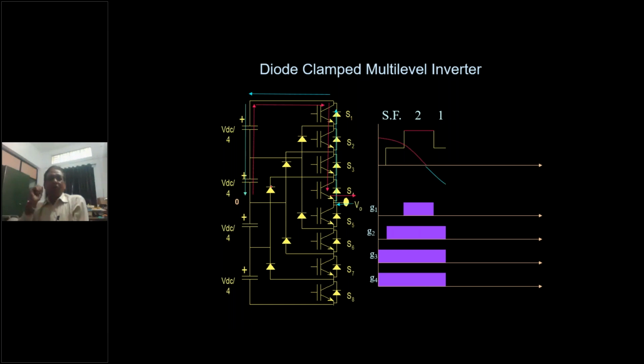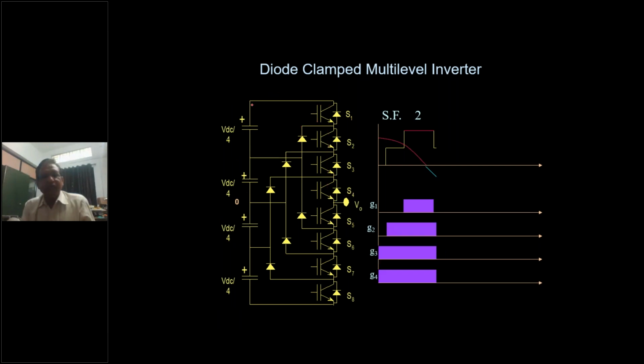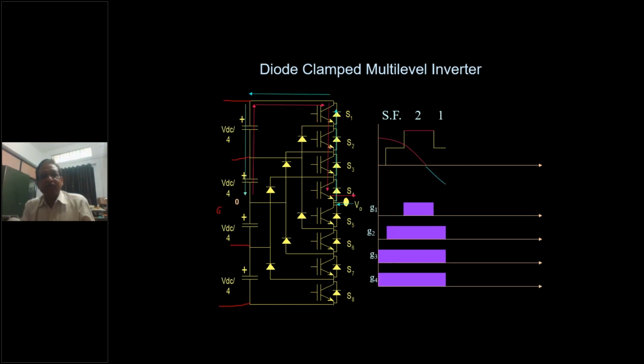Okay, see here, upper all 4 switches are on. So see, this voltage is 0. Here voltage is minus VDC by 4. Here minus VDC by 2. Here VDC by 4. And this voltage is VDC by 2. Like all upper switches are on, so this voltage will come at output. Okay, outgoing current path is like this. This is outgoing current path through IGBT, and reverse current is through diodes.